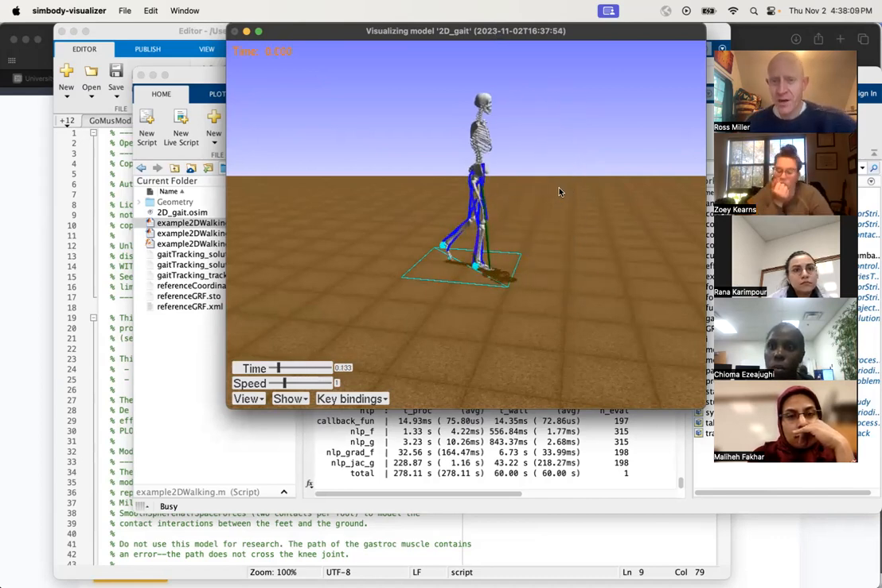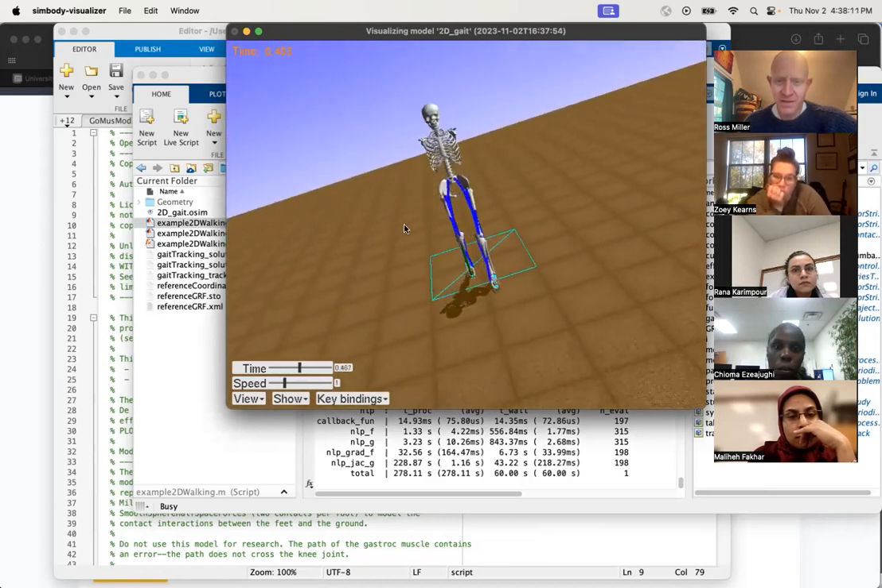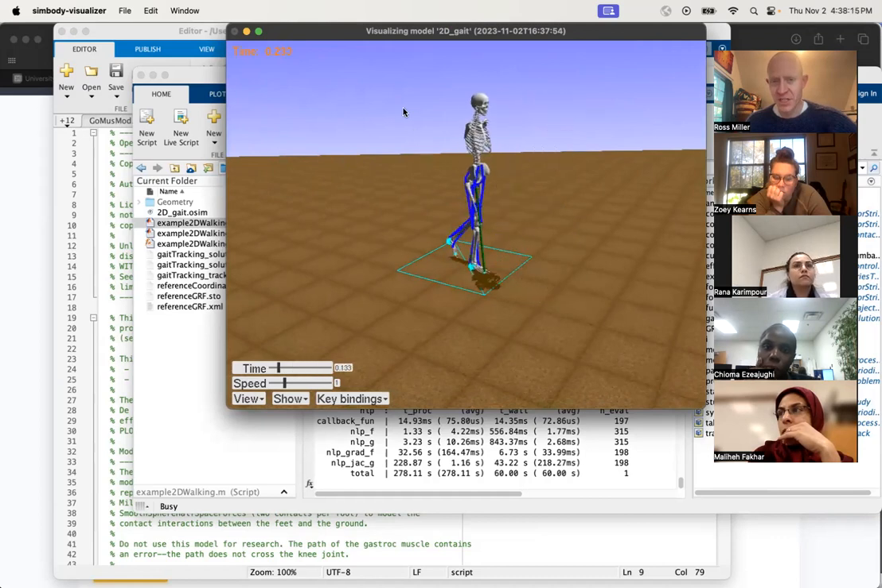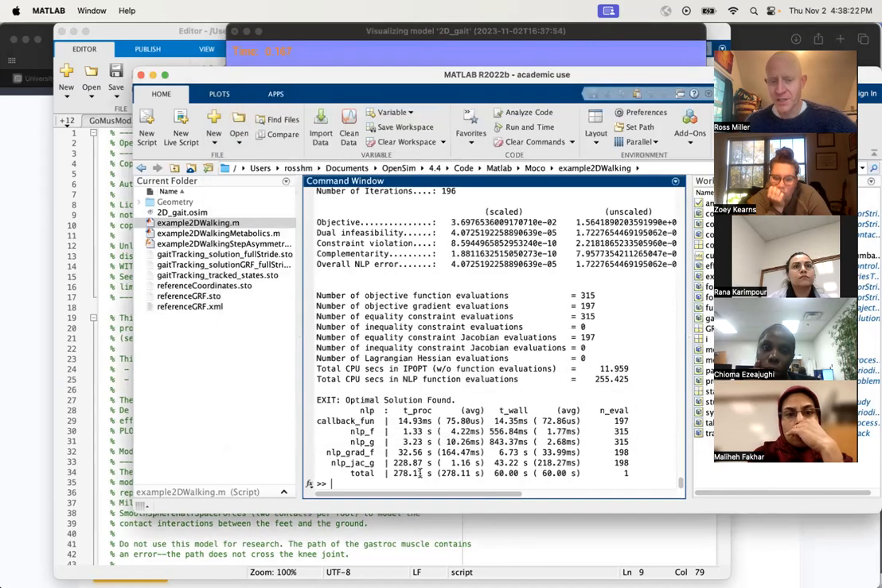To get out of here, you can move this visualizer around and take a look at it. To stop this visualization, you click on this window and push the escape key on your keyboard, and that'll stop it. And that'll bring you back to your active MATLAB window here. So what was going on there?